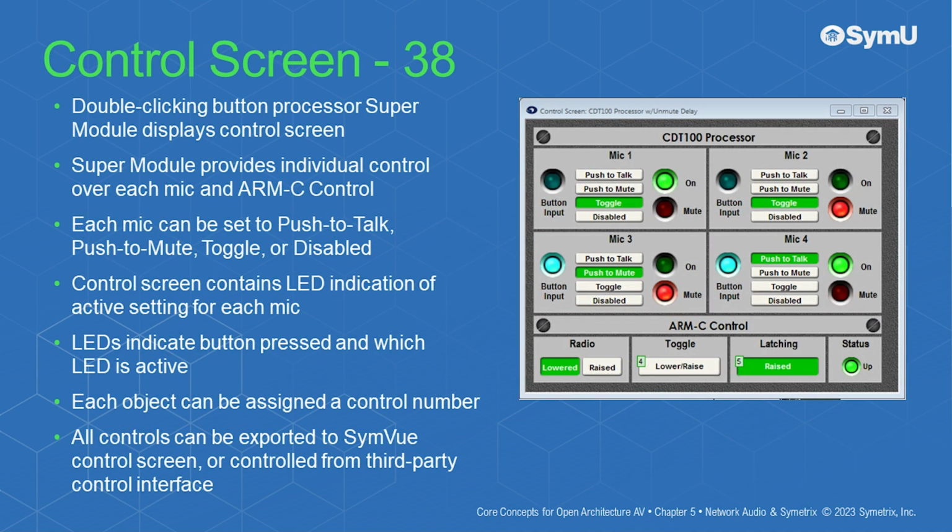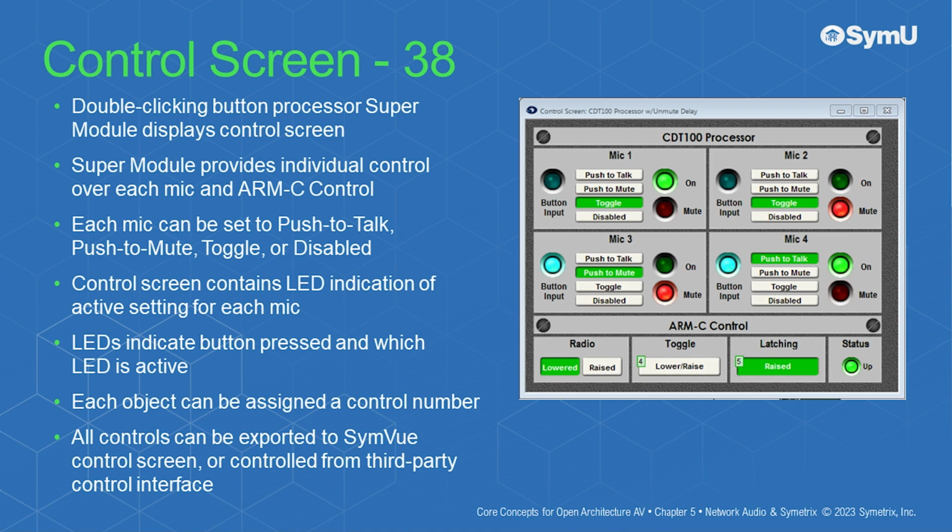Double-clicking the button processor supermodule will display its control screen. This supermodule provides control over each microphone and the arm C control individually. Each microphone can be set to push to talk, push to mute, toggle, or disabled. The control screen contains LED indication of the active setting for each microphone. These LEDs indicate if the button is pressed and which LED is active. Each object in this control screen can also be assigned a control number. This means that all these controls can be exported to a SimView control screen, or they can be controlled from any third-party control interface.